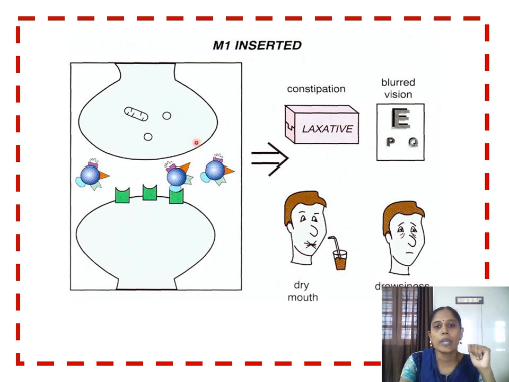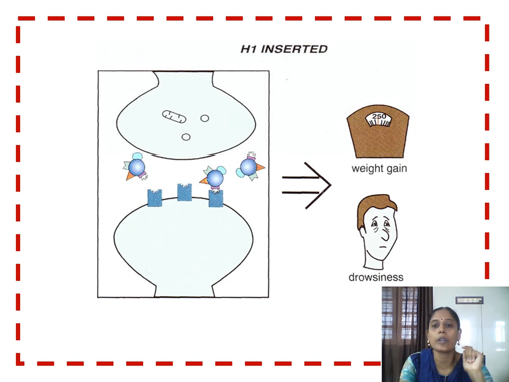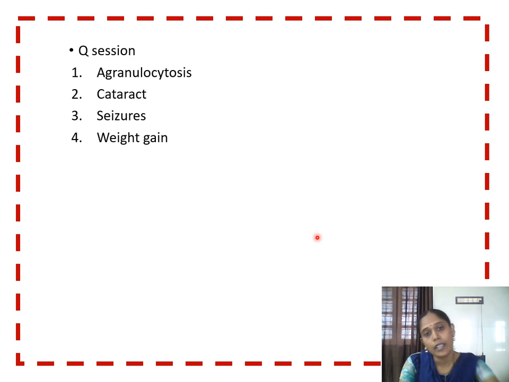As we said, M1 blockade and anti-muscarinic side effects can cause constipation, blurred vision, dry mouth, and one may feel drowsy. These are common with low potency typical antipsychotics. With H1 blockade, weight gain, sedation and drowsiness will be there, okay? So I think you can now remember which drugs can cause agranulocytosis, which drug causes cataract, which drugs cause seizures, typical or atypical. Again, weight gain is common with typical or atypical.